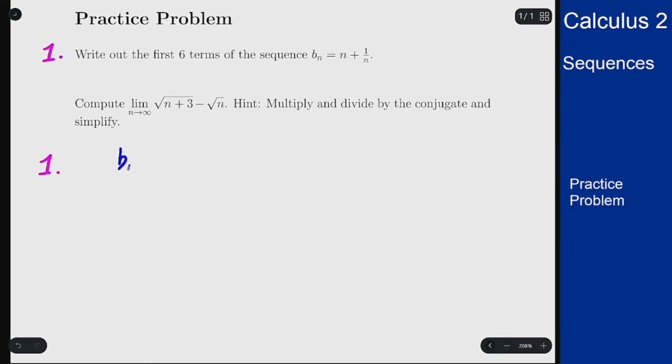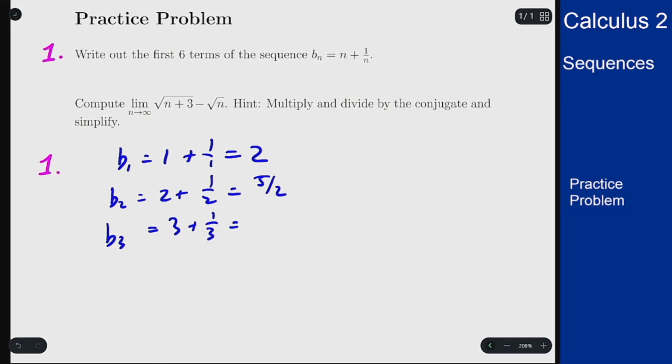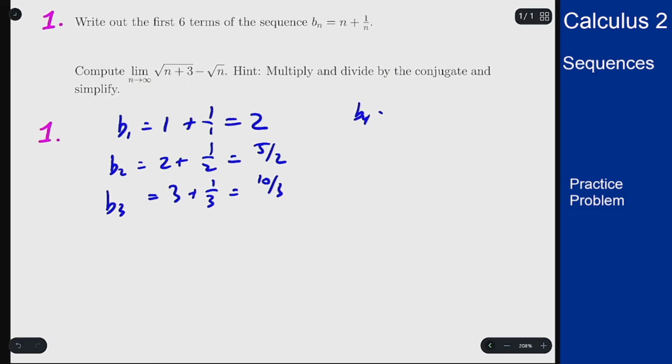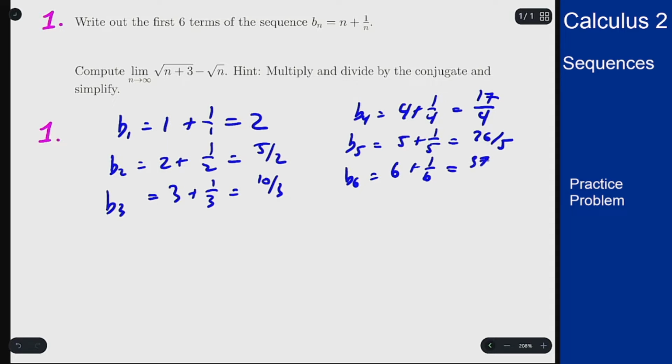We have b sub 1 is (1 + 1)/1, or 2. b sub 2 is (2 + 1)/2, or 5 halves. b sub 3 is (3 + 1)/3, which is 10 thirds. b sub 4 is 4 + 1/4, which is 17 fourths. b sub 5 is 5 + 1/5, or 26 over 5. And b sub 6 is 6 + 1/6, or 37 over 6.